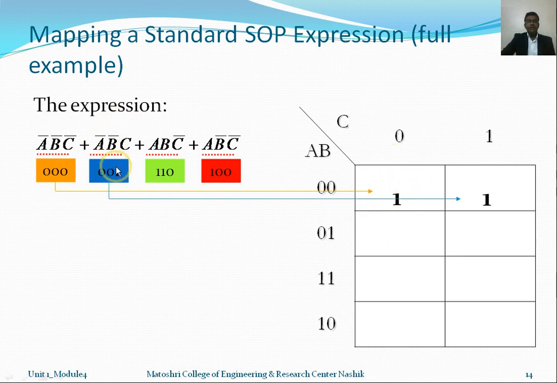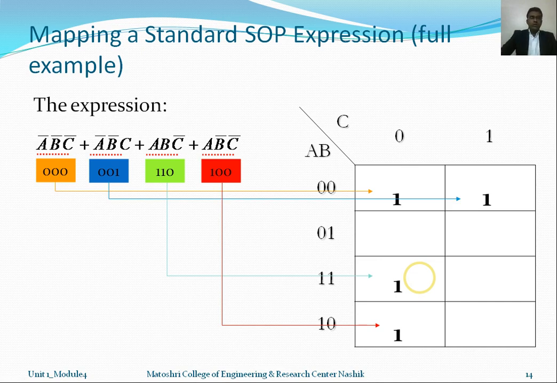Now for the second product term, this is the location, and we are indicating or expressing it in the form of 1s in that particular location. Similarly for the third value, we are mapping the 1, and in case of the fourth value, we are also mapping the 1. So this is the expression, and we are mapping these 4 product terms like that in the K map.